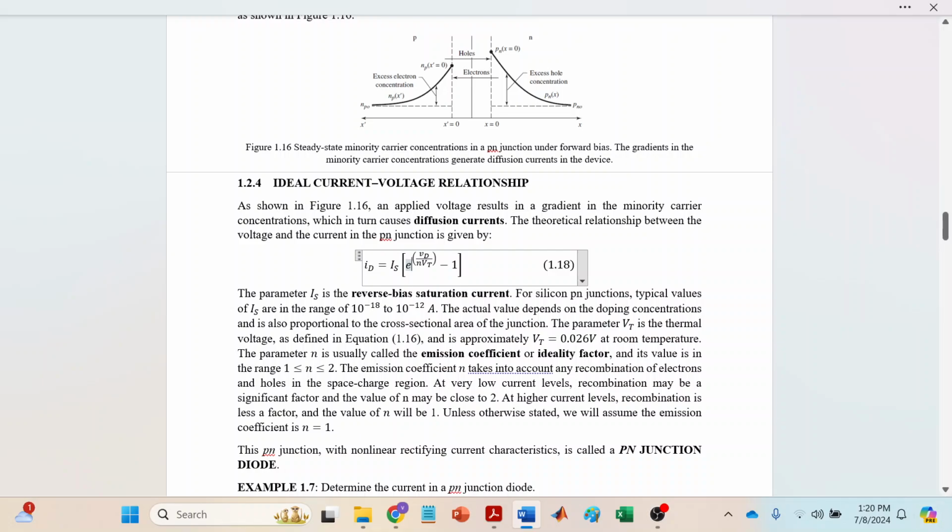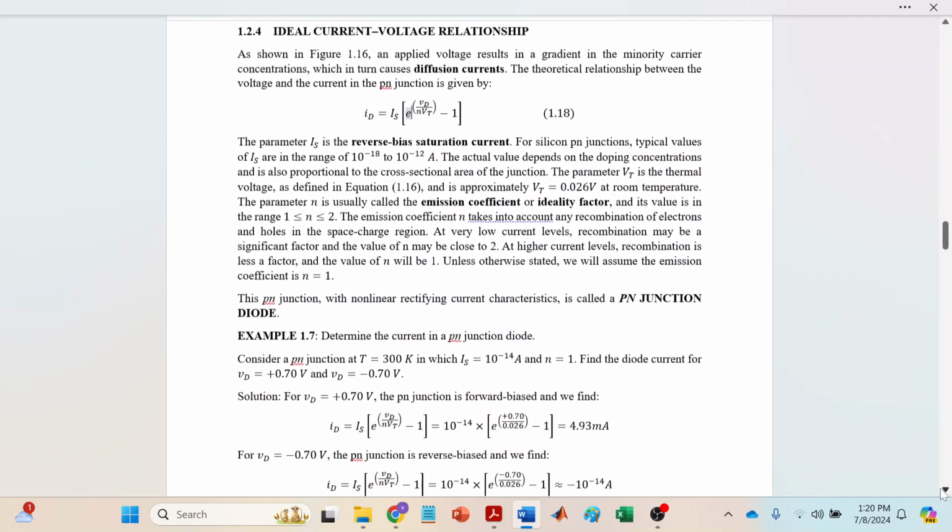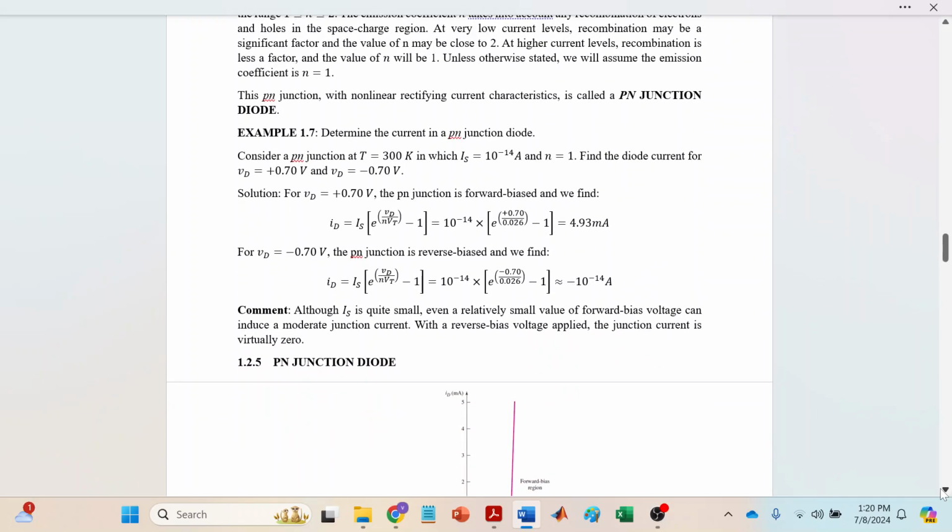So the Pn junction is called a diode. The Pn junction with nonlinear rectifying current characteristics is called a diode. So when you have the P and the N junction, we say that it's a diode. So we want to calculate the current in a Pn junction diode.